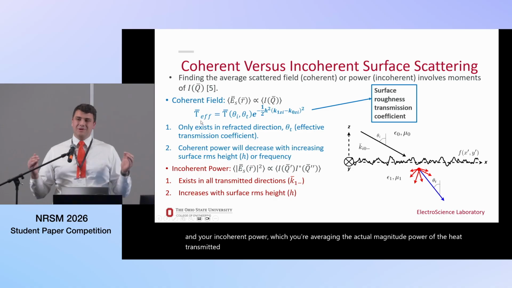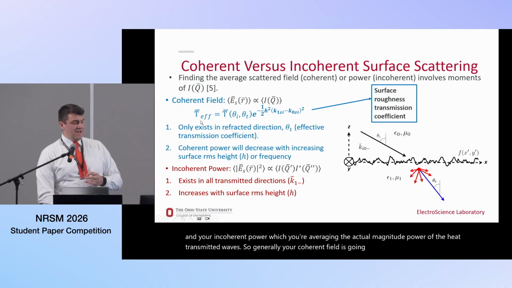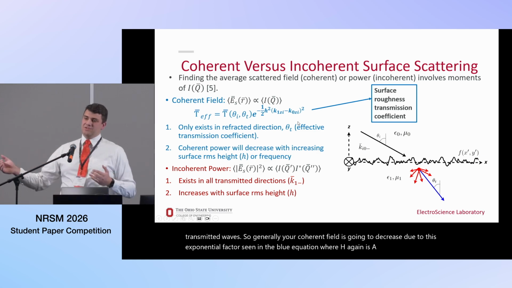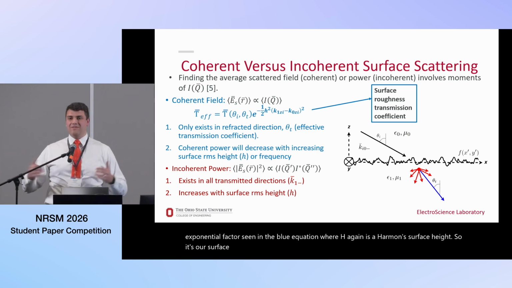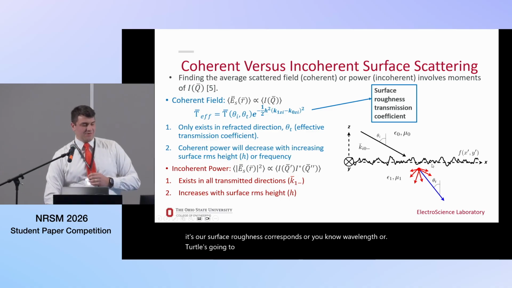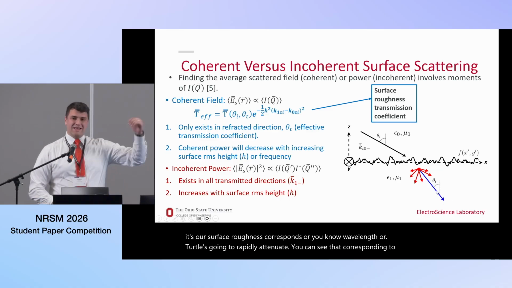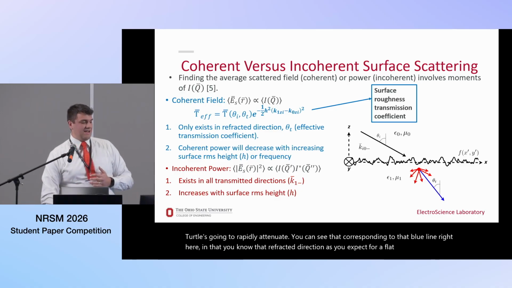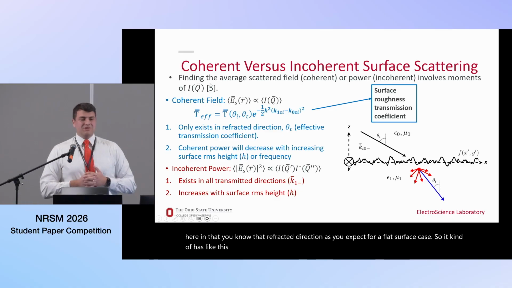So generally, your coherent field is going to decrease due to this exponential factor seen in the blue equation, where h, again, is our RMS surface height. So as our surface roughness corresponds to our EM wavelength, our coherent field is going to rapidly attenuate. You can see that corresponding to that blue line right here in that refracted direction, as you expect for a flat surface case. So it has this effective transmission coefficient.